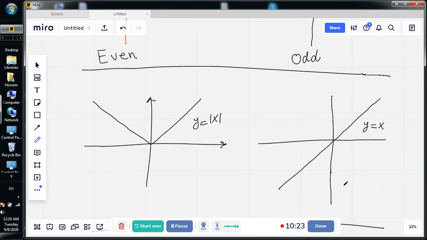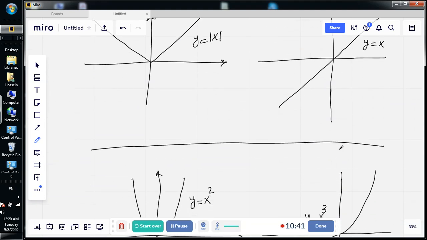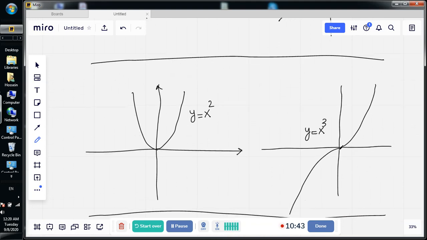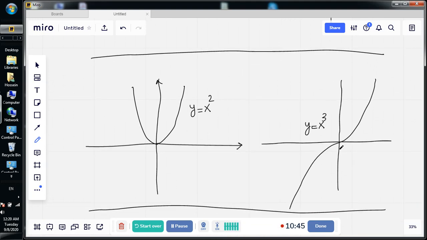Some examples, for instance, the absolute value of x is an even function. As you see, it's symmetric with respect to the y-axis, but y equals x is an odd function, so it's symmetric with respect to the origin. y equals x squared is an even function, so it's symmetric with respect to the y-axis, and y equals x cubed is symmetric with respect to the origin.